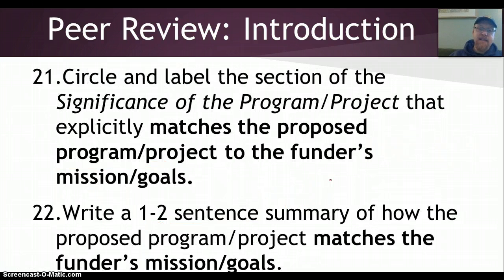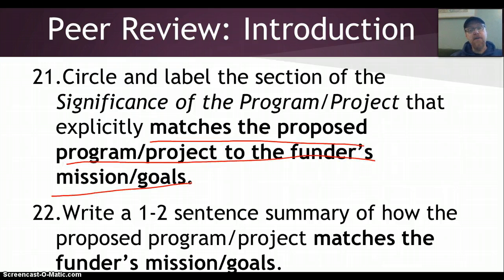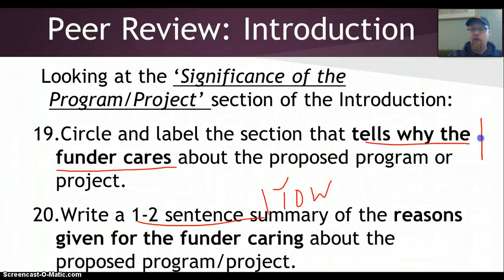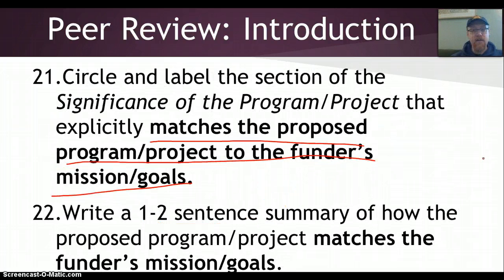I'd like for you next, in that same last section of the introduction you're reviewing, to look at where they explicitly match the proposed program or project to the funder's mission or goals, which may overlap with the why the funder cares section. That's great. But it should be an even more specific part. And then write a 1 to 2 sentence summary.